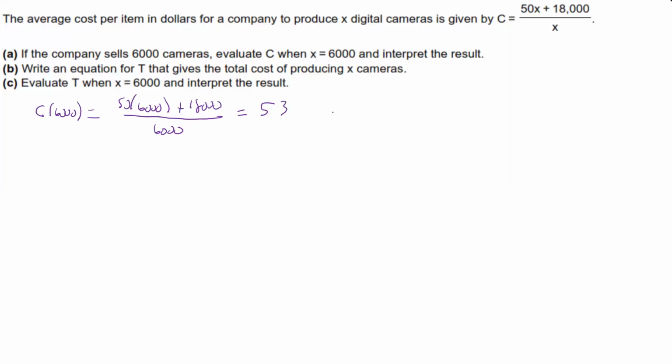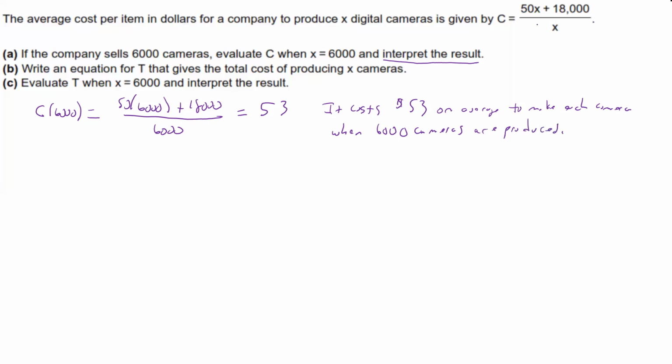All right, so what does that mean? Because now it says interpret the results. So basically it costs $53 on average, because remember, it's the average cost per item, on average, to make each camera when 6,000 cameras were produced. Okay, so that's the average cost.